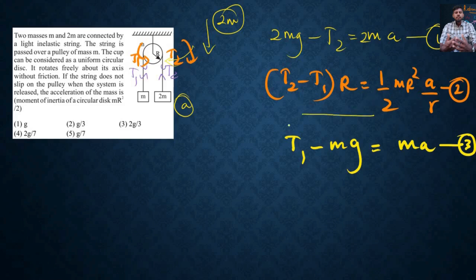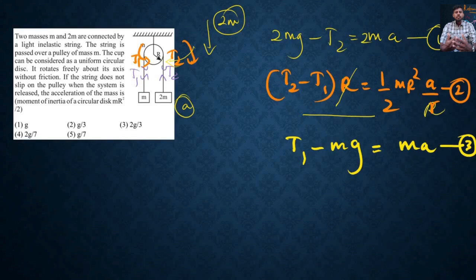Let's simplify the second equation first. Here we have r and here this is also r, so one r cancels off. Let's do the simplification now. This r and this r cancel off, so we are getting T2 minus T1 equals half ma. Correct, right? Yes, T2 minus T1.